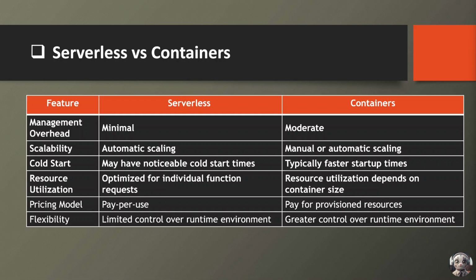In terms of scalability, serverless computing shines with automatic scaling capabilities. Serverless architectures can dynamically adjust resources based on workload demand, ensuring optimal performance and resource utilization. On the other hand, container cloud computing supports manual or automatic scaling, providing flexibility but requiring more hands-on management.